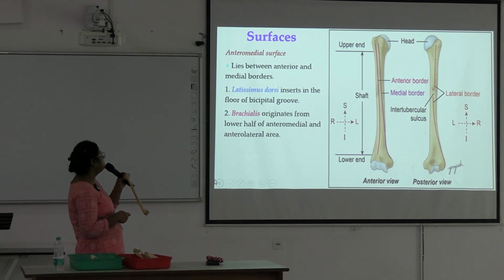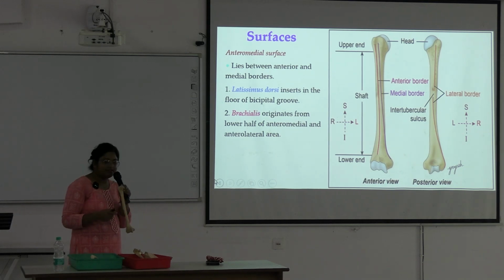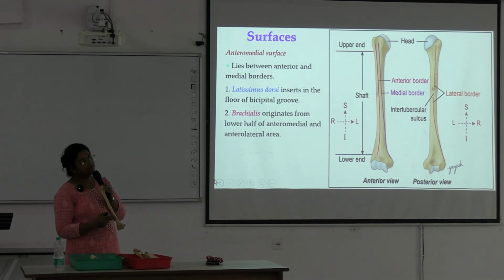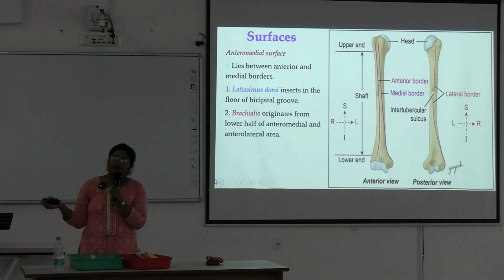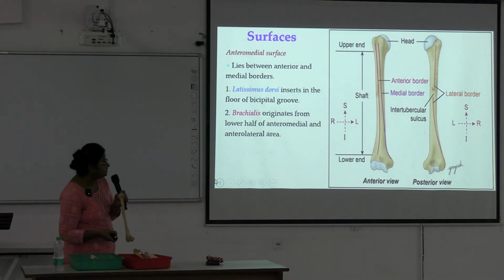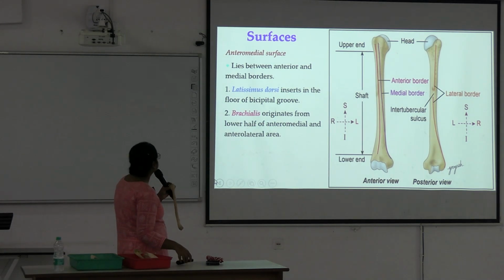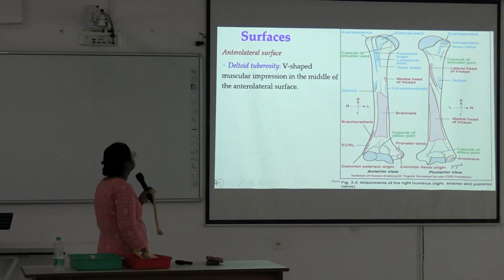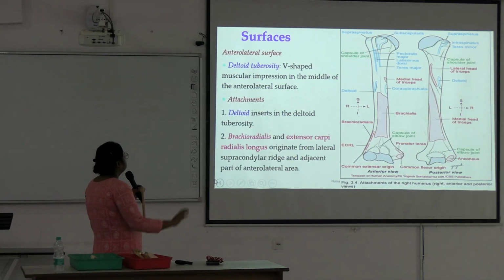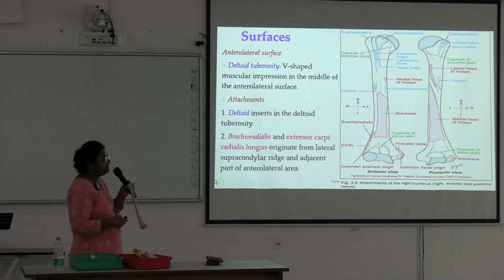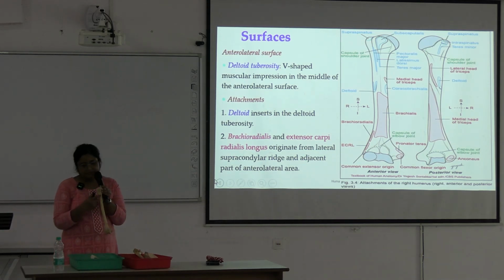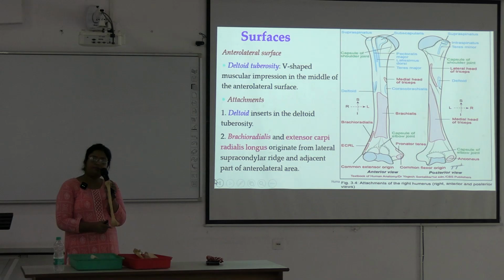Brachialis originates from the lower half of anteromedial and anterolateral area. Lower half of anteromedial anterolateral surface, it gives origin to the brachialis muscle. Next, okay, next we go to anterolateral surface. Here in between anterior border and lateral border there is anterolateral surface.